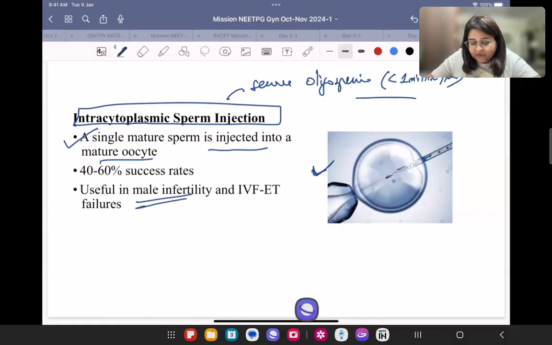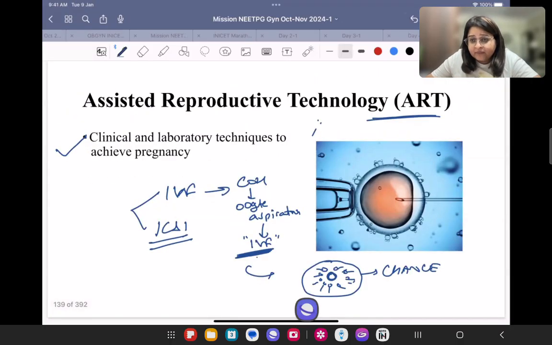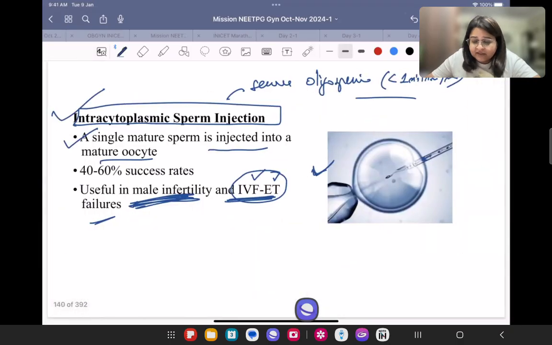So it is preferred when there is male infertility, or if IVF-ET, meaning embryo transfer, fails. The whole term is called IVF-ET, in vitro fertilization and embryo transfer. If this fails or there is severe oligospermia, it's better to do an intracytoplasmic sperm injection. Okay. There's no cutoff for sperm count for IVF, but to allow this spontaneous fertilization to happen, the sperm should be more than 1 million per ml. Okay? If it's less than 1 million, we prefer to do an ICSI. So how does the question come? What is the indication for ICSI? The indication for ICSI is severe oligospermia. Okay?